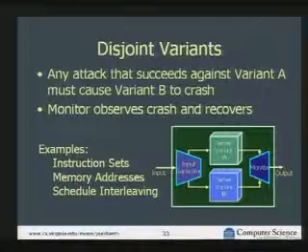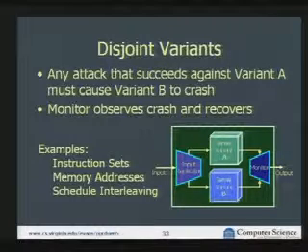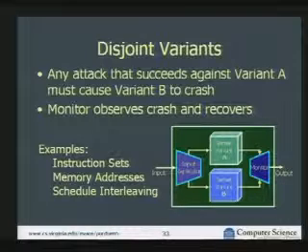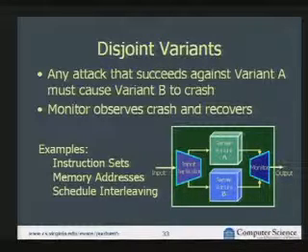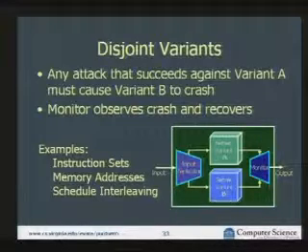So we could think of various things we could use for this. We could use memory addresses. We could say that all addresses that start with a 0 bit are valid in A and invalid in B, and all addresses that start with a 1 bit are valid in B and invalid in A. And as long as the attack required absolute addressing of memory, we would have a disjoint set of variants there. Now, if the attack could use relative addressing, this would not work.